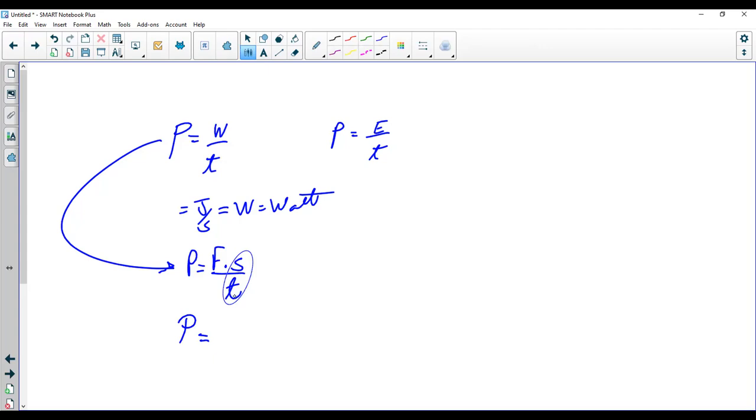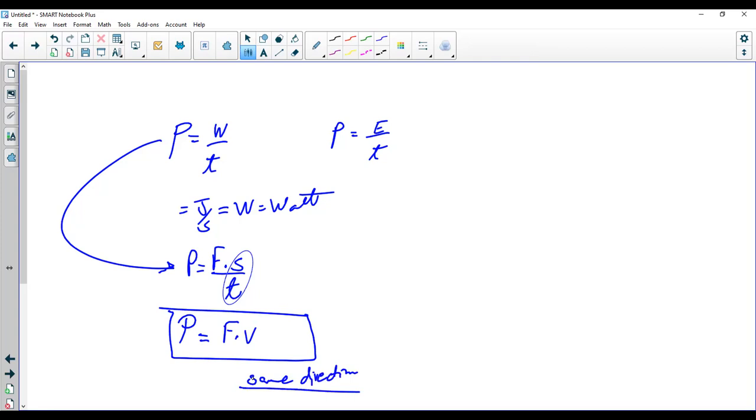So remember that this is also a formula for the power, where force and velocity must be in the same direction. Got it? This is what we have. Is it clear? Any question about this power?